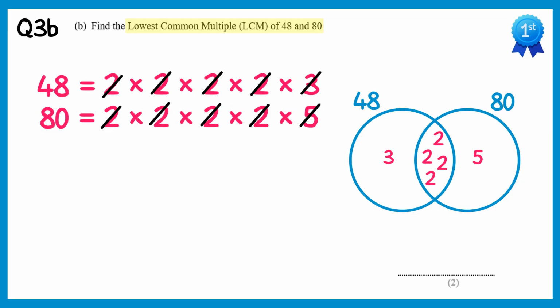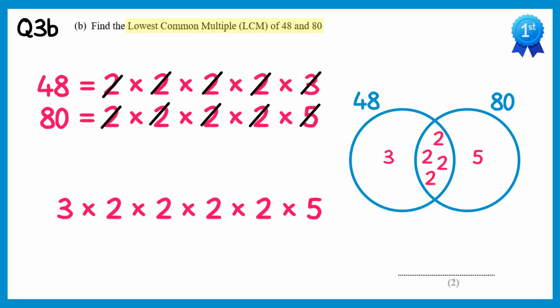Now to find the lowest common multiple, we actually need to multiply every number that's in the Venn diagram. So we've got the 3, times all of those 2s, and times 5. You can just type this into your calculator and it'll give you the answer 240.